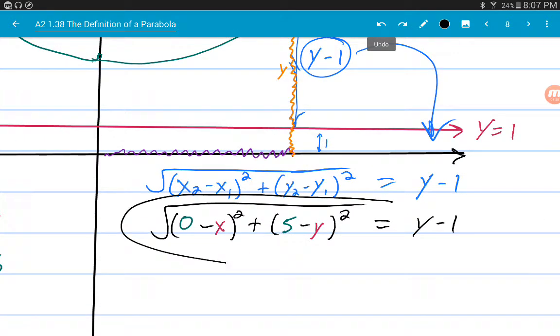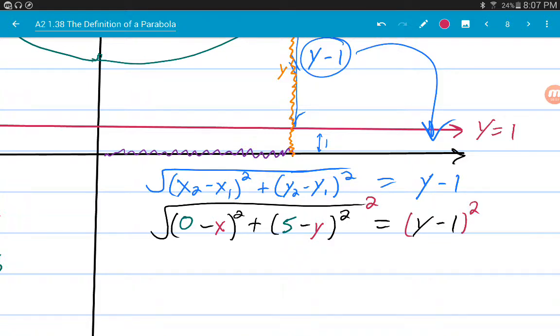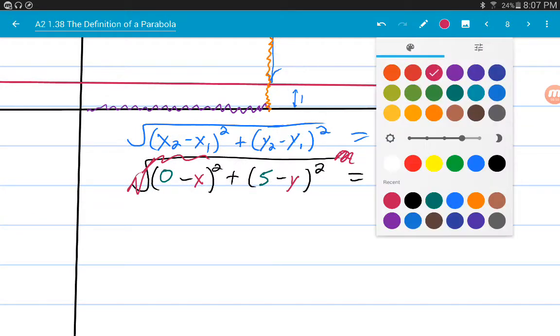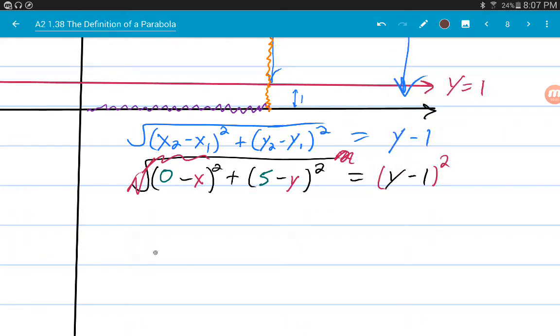What I notice now about this equation is I'd really like to expand it and get rid of that square root. I don't like square roots. Square roots are messy. I want to get rid of it. How do I get rid of a square root? With a square. If I square one side, I need to square the other though. Now cross out the square root, because the square and the square root cancel each other out. When I rewrite, I have negative x squared plus 5 minus y squared is equal to y minus 1 squared.